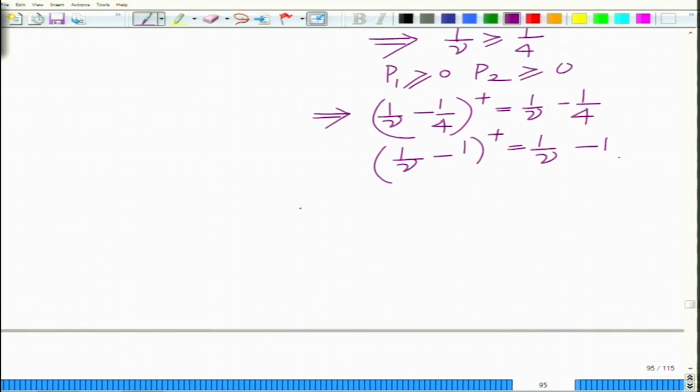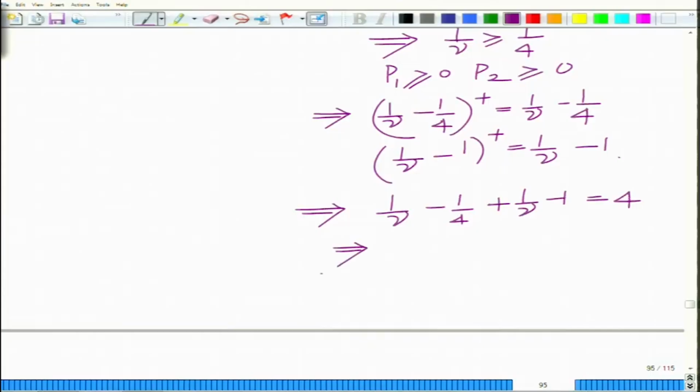Therefore, now substitute this in the total power: 1 over nu minus 1 by 4 plus 1 over nu minus 1 equals 4. Now, remember, this is all based on the assumption that 1 over nu is greater than or equal to 1. If that assumption does not hold, then the values derived will not hold. So, this is conditioned on the assumption that 1 over nu is greater than or equal to 1.